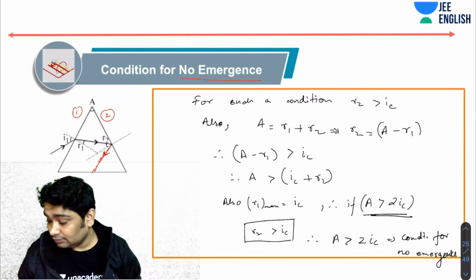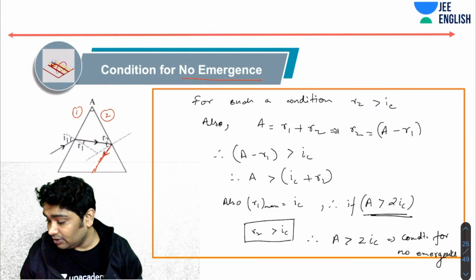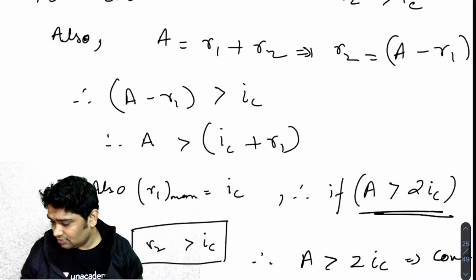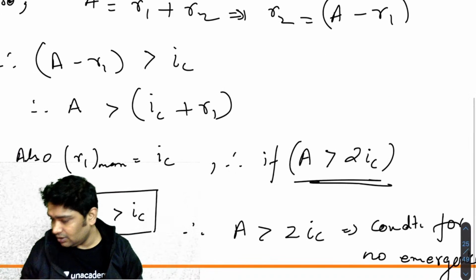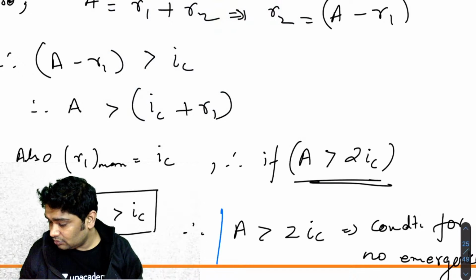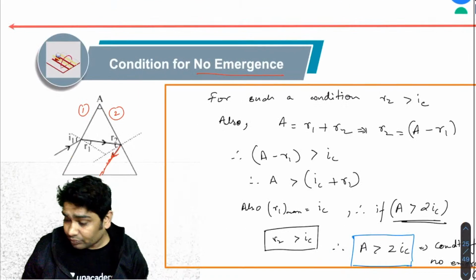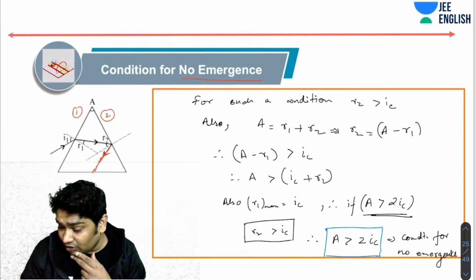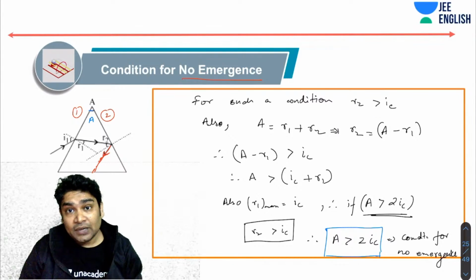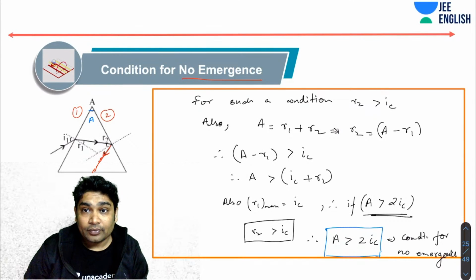Great. So this is important. This is my condition for no emergence. If your angle of prism A is greater than 2 times the critical angle, then no ray entering surface number 1 can emerge out of surface number 2.